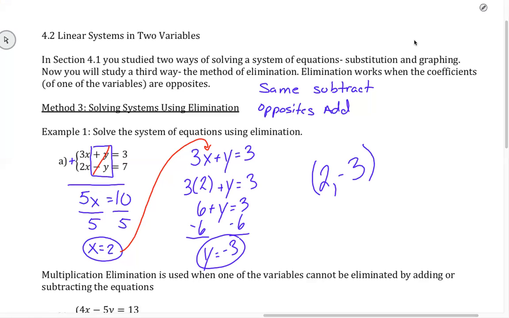See how nice and easy that is in comparison to substitution? It's got all the benefits of substitution, but it's just not as long.